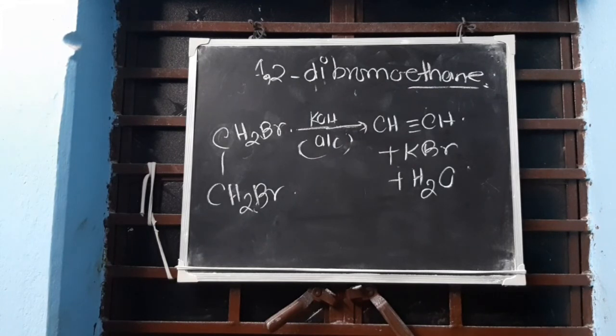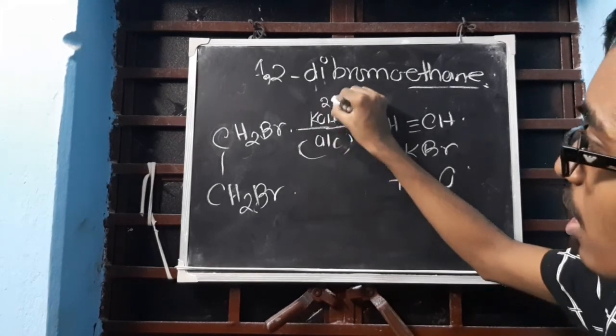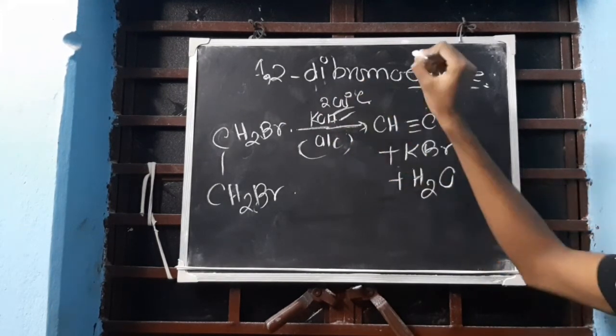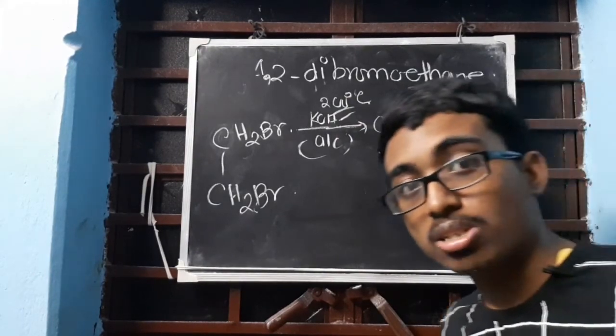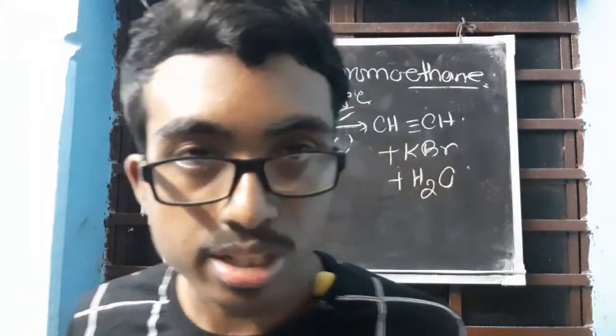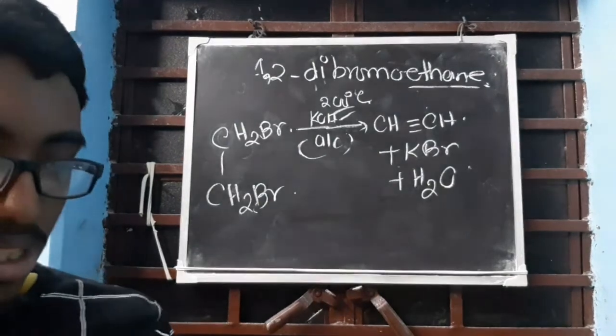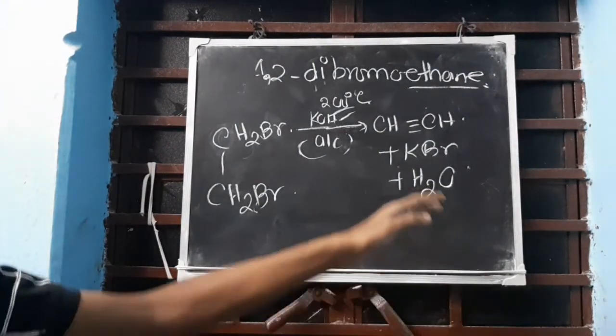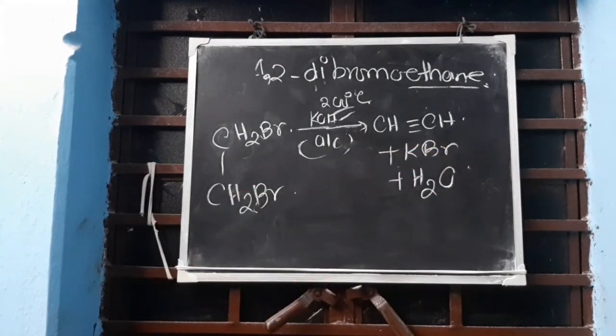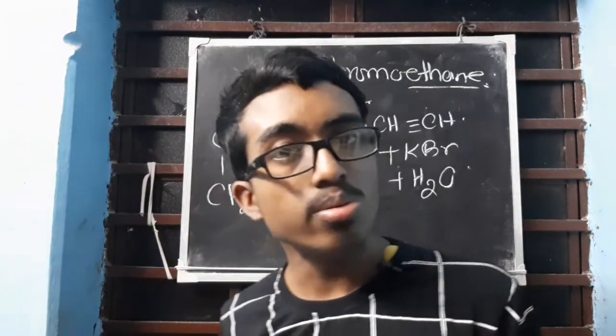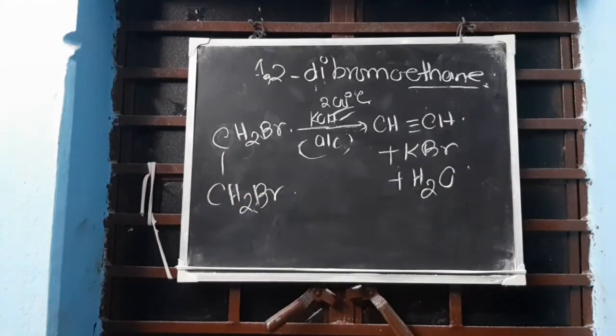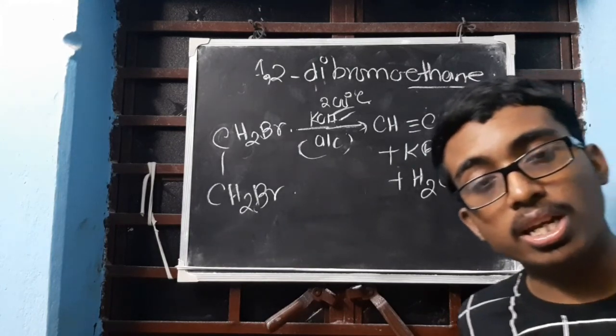C2H4Br2 plus 2KOH in alcoholic medium. This temperature is maintained at 200 degrees Celsius. Just remember it. It was 170 degrees Celsius in the previous one. This is 200 degrees Celsius. This temperature is maintained, and we get the product ethyne, C2H2. Understood? So this was all that you need to read from the chapter on organic chemistry.